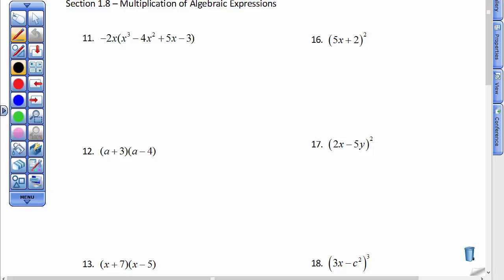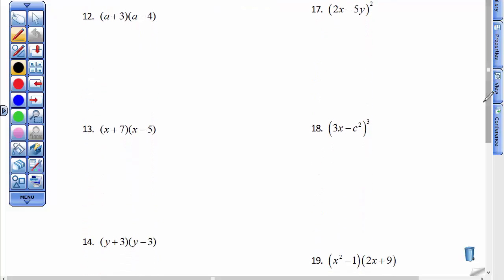In our previous segment, we finished with number 12, where we FOILed, or multiplied. I'm going to go ahead and scroll here. We multiplied the first terms together: a times a is a to the second power. Then the outside terms together: a times a negative 4 is a negative 4a.